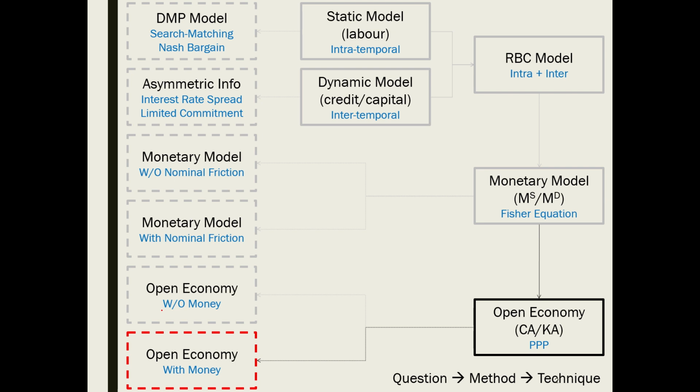We are standing at the open economy with money, and this is the last model we are going to discuss. In retrospect, it is actually quite a long journey, but we built on our understanding step by step. In the beginning, we start with a very simple static model which focuses on the labor market, and we derived the intra-temporal conditions of the firm and the consumers. And then we move on to the dynamic model where we focus on the capital market and credit markets and derived the intertemporal conditions of the firm and the consumers.